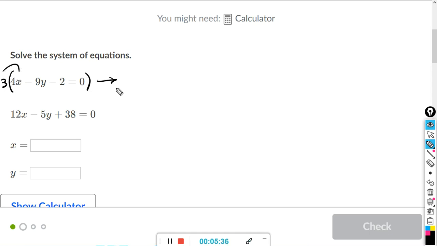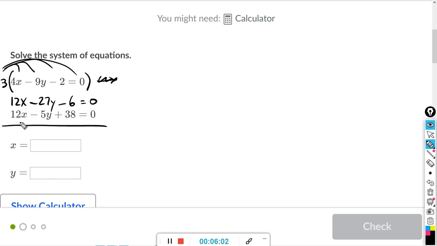So 3 times 4x is, I'll write it right here, 12x. 3 times negative 9y is negative 27y. And 3 times negative 2 is negative 6. And of course, 3 times 0 is just 0.